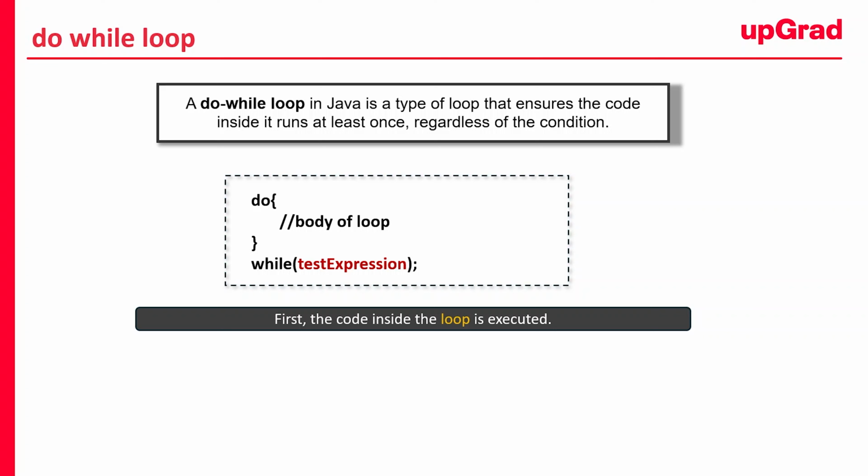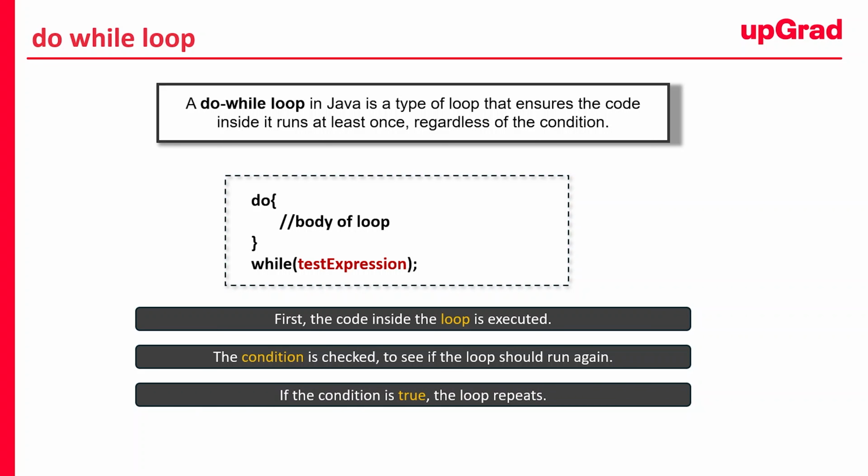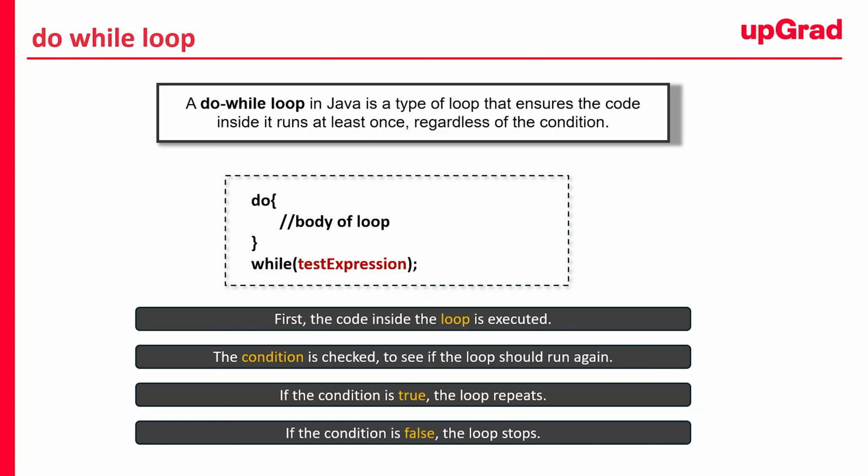Next, after the code has been executed once, the condition is checked, all thanks to the while. This condition is a test to see if the loop should run again or not. If the condition is true, the loop repeats, meaning the code inside the loop will run again. If the condition is false, the loop stops and the program moves to the next part of the code after the loop. So here do specifies that at least once the program will run, and after that the while will check whether it will run a second time or not. So this condition, that is the test expression, will be applied the second time.